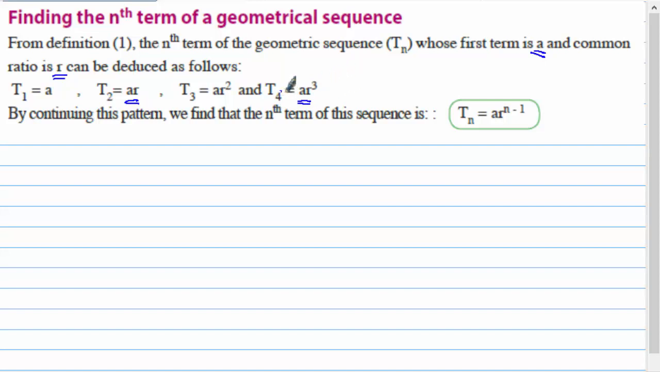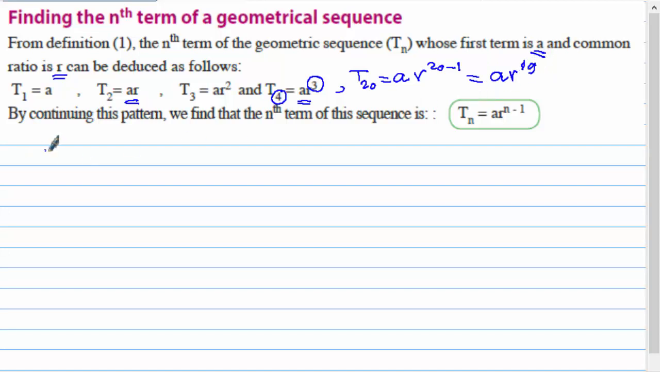Here, notice the relation between the order of the term and the power. The power is less than the order by 1. So when you want to write T20, what do you get? We get A multiplied by R power 20 minus 1, which equals AR power 19.